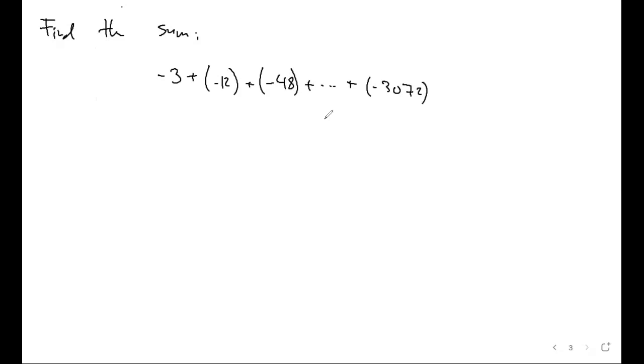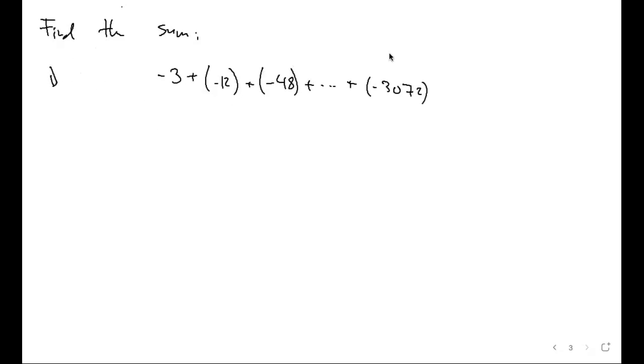All right, wait a second here. Okay, let's see. So this is a pretty tough question, but I want to see if you guys can do it. We'll do this one together, and then I'll give you another one to do. So find the sum of this: -3 plus -12 plus -48 all the way up to -3072.